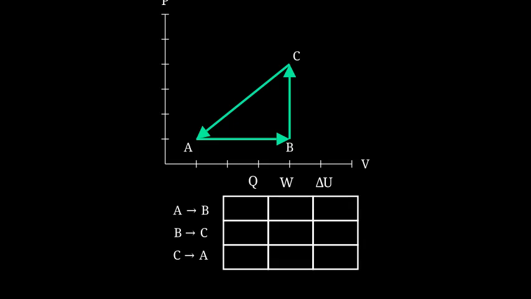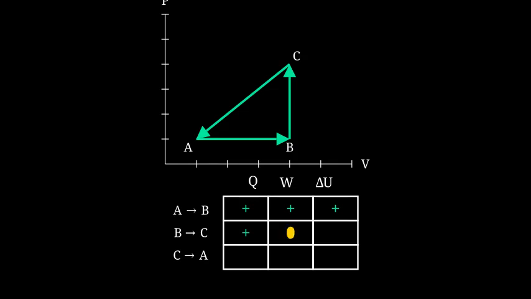First, process A to B. Process A to B goes to the right, so the gas expands. Therefore, work is positive. The table tells us delta U is positive, so Q equals delta U plus W is also positive. Let's write the signs in the first row.